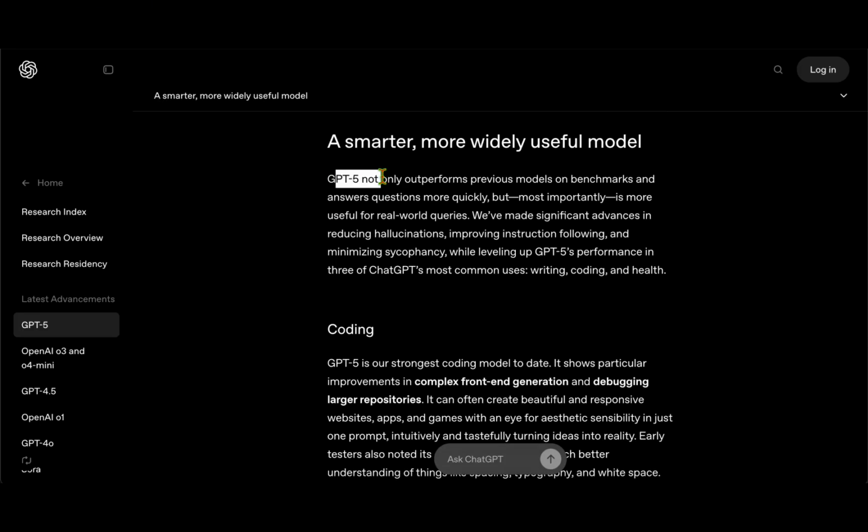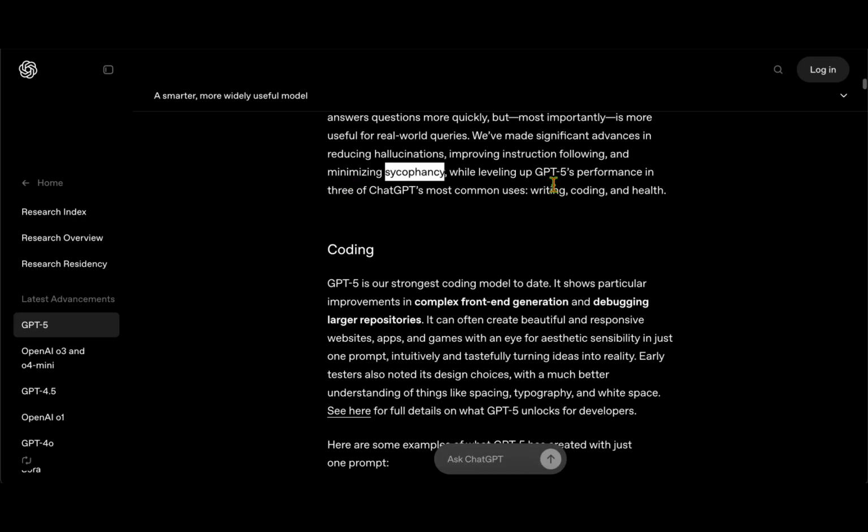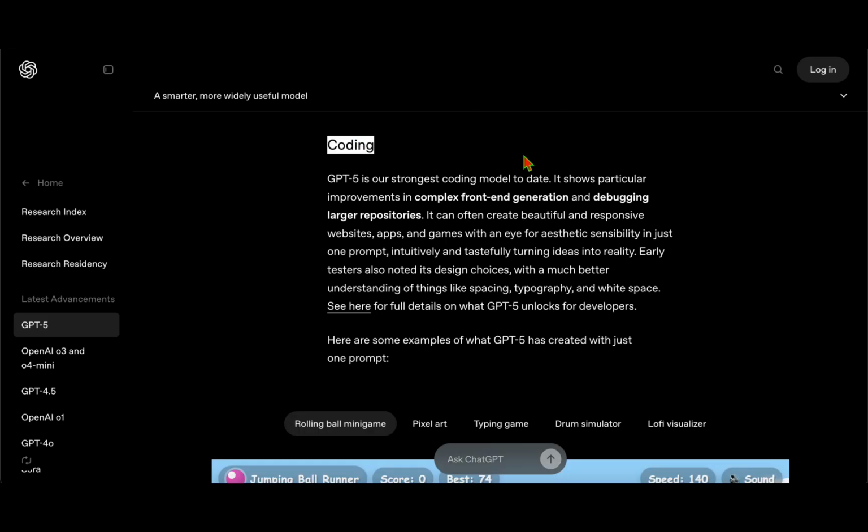Now, GPT-5 not only outperforms previous models, but it's more useful for real-world queries. They have reduced hallucination, improved instruction following, and they're saying that they have improved performance in three of ChatGPT's most common use cases, which are writing, coding, and health. So let's look into coding.